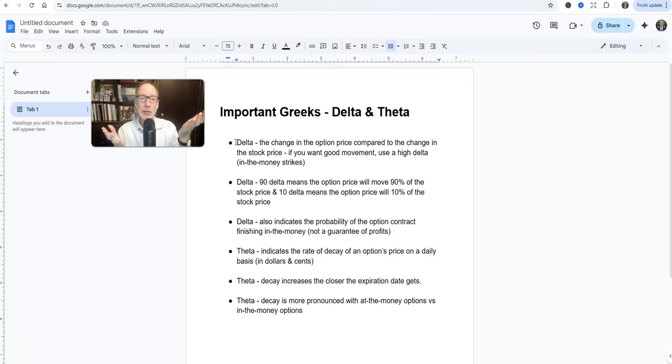So there's a tipping point. Most people sort of gravitate towards the 50 delta options, which are more the at the money. But the very important thing is that you need to understand where your break-even point is, and I'll show you how to calculate it as well.